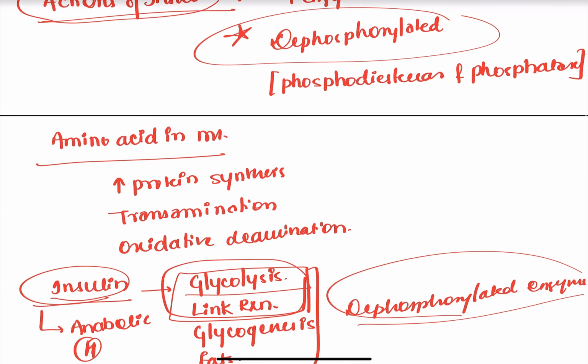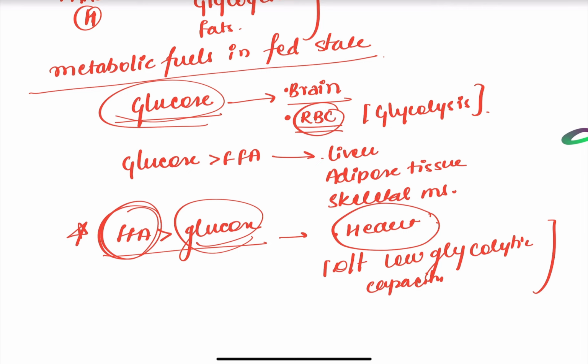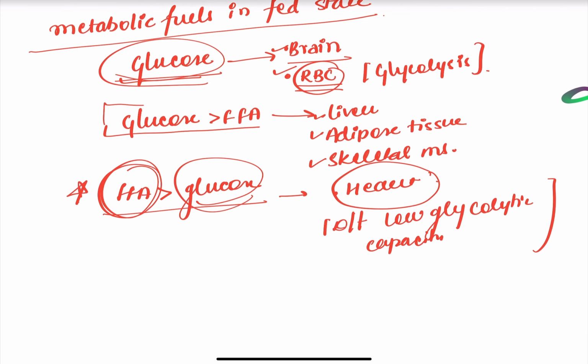The action of insulin is in dephosphorylated state. Insulin is an anabolic hormone. It is responsible for glycolysis, link reaction, glycogenesis, fat formation, protein formation. It is anabolic. And the metabolic fuels used in fed state: glucose is used by brain and RBC, and by the liver, adipose tissue, and skeletal muscles. And what you have to remember is that the heart only uses free fatty acids as its metabolic fuel.